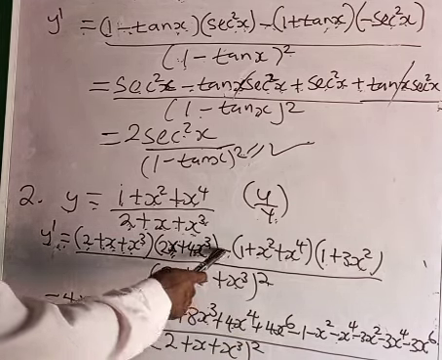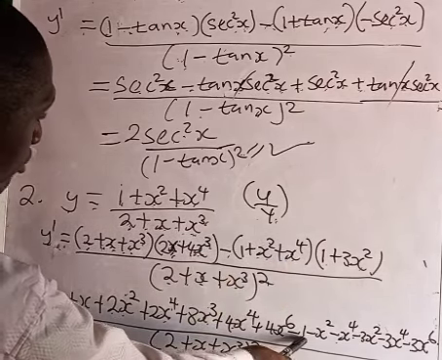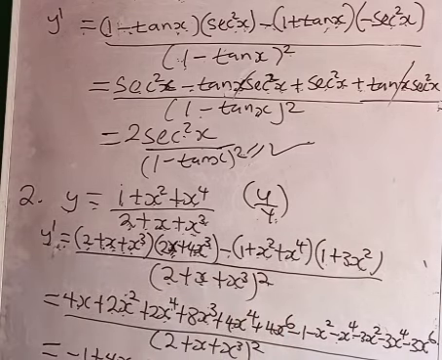Now on this part, we have 1 times minus 1 giving us minus 1. We have 1 times minus x squared.